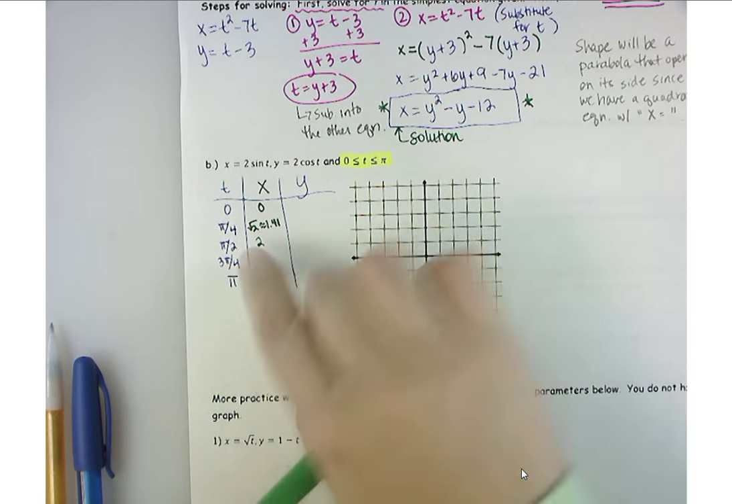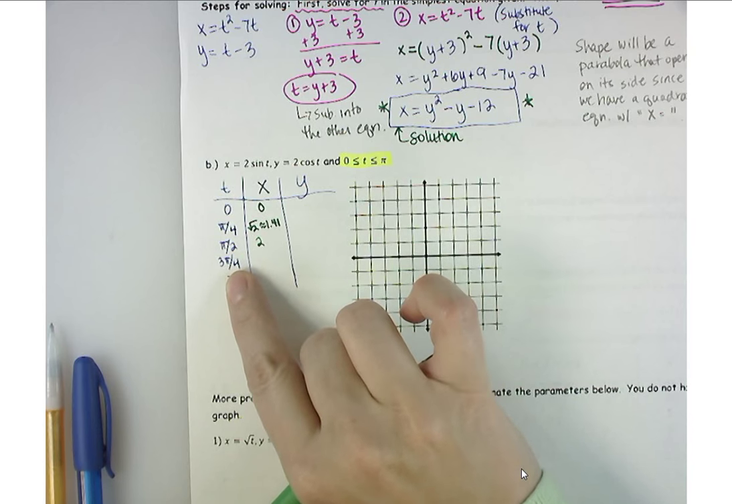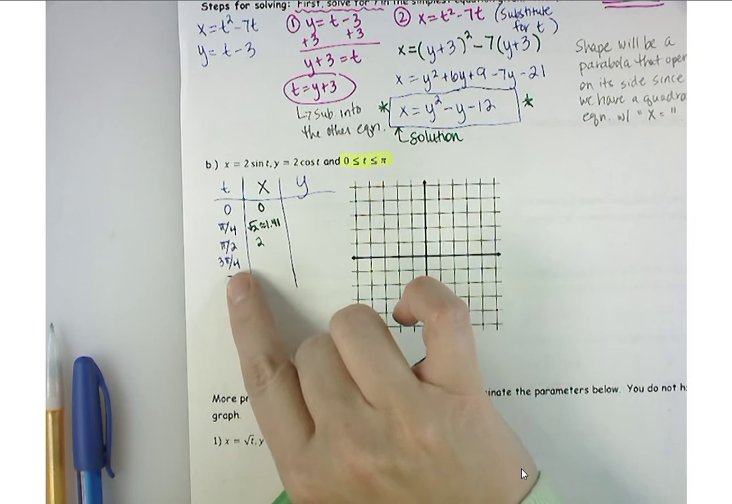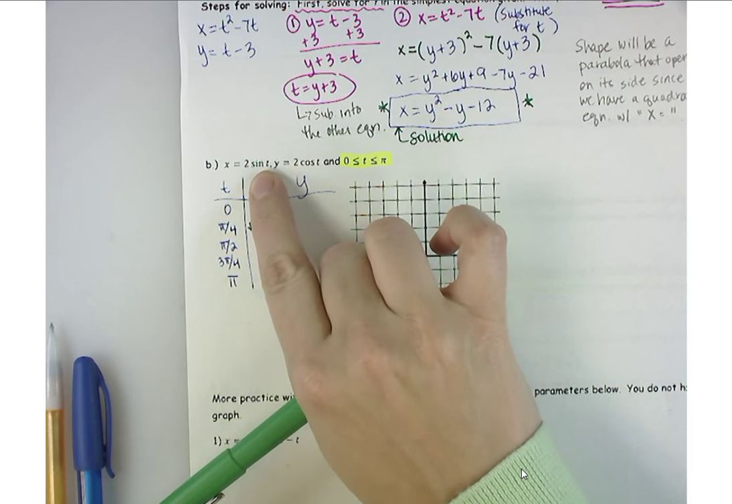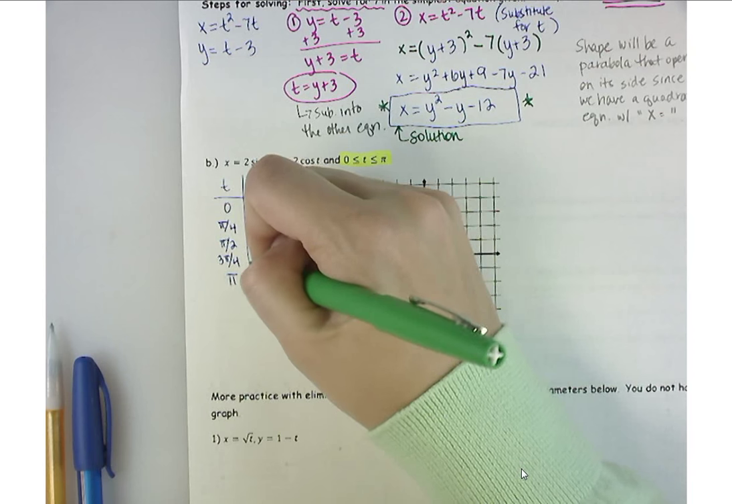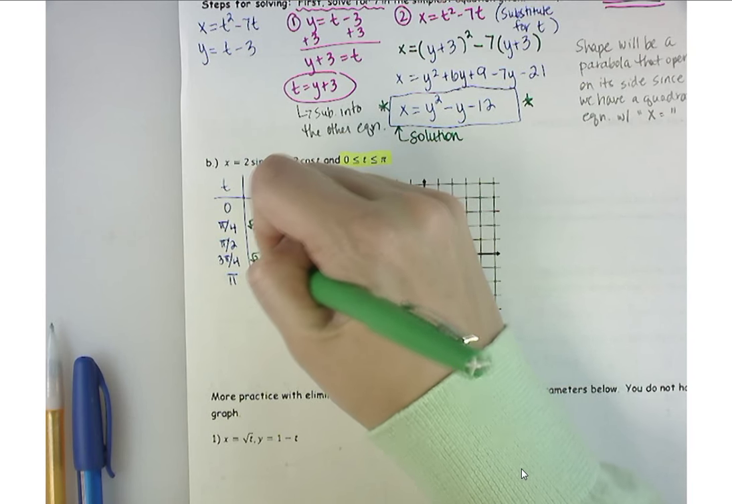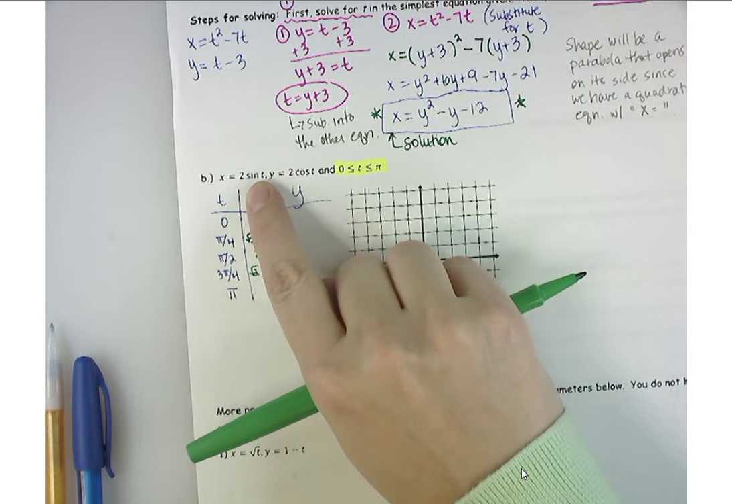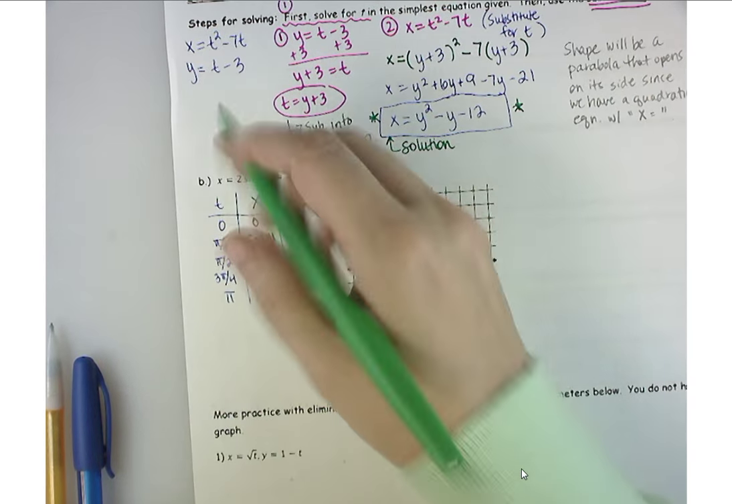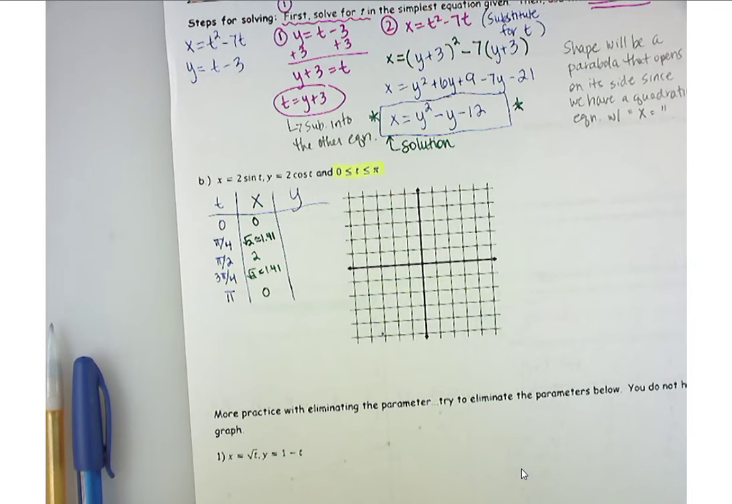3 pi over 4 is in what quadrant? Okay, it's in quadrant 2, and the sine is positive in quadrant 2, so it's going to be the same as pi over 4. It'll be root 2. And then for pi, the sine is what? Oh, you're writing this. Yeah, I'm writing both of them. Because if you have root 2 over 2 and you multiply that by 2, they'll cancel out.